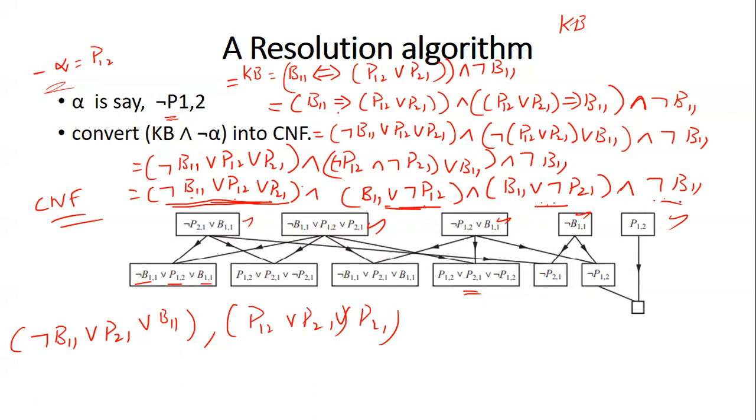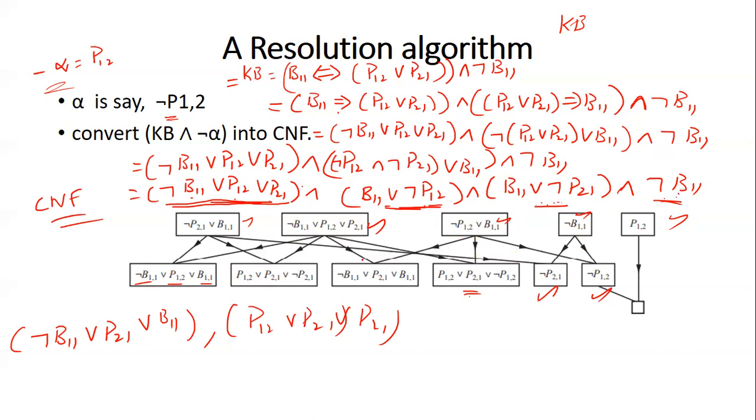You can apply resolution between this and this. When you apply resolution between this and this, you will get P12, not P12. So that is how you got this not P12. Similarly, you can apply resolution between this and this. You will get not P21. Okay, right? So we have missed out one thing. We should apply resolution between this and not P2,1 and B1,1 and this one.